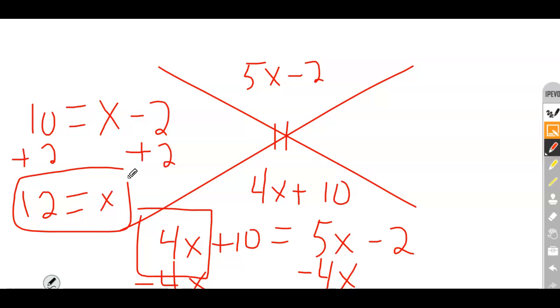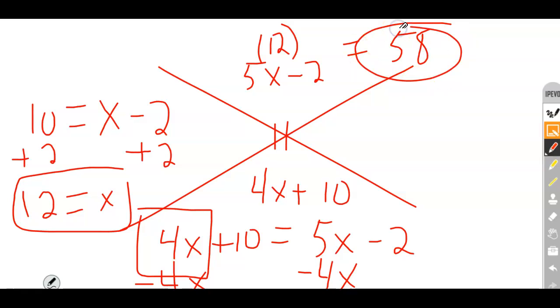So what if I said, what's the angle measure now? What would you do to find the angle measure? Right, plug 12 in here. 5 times 12 is 60. Minus 2 would be 58. Now, obviously, it's not drawn to scale, is it? I just made these numbers up. I should have put them in the other spots. That would have worked.